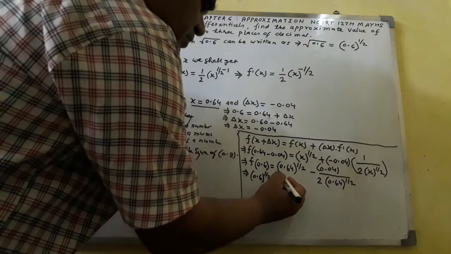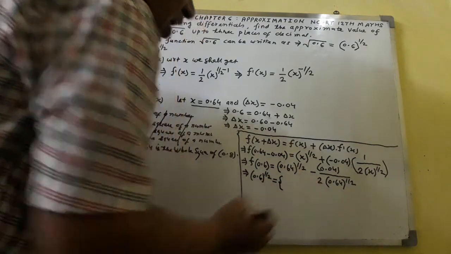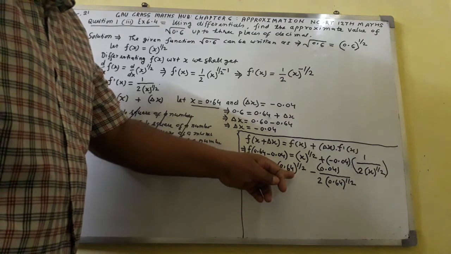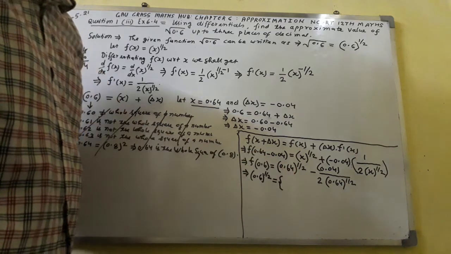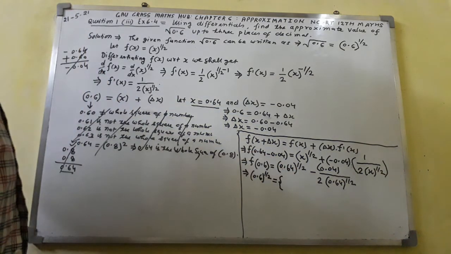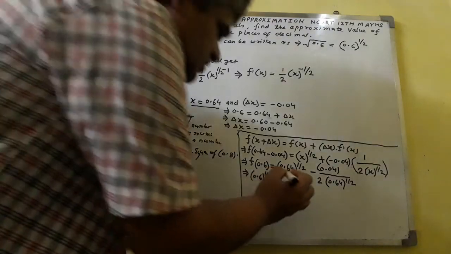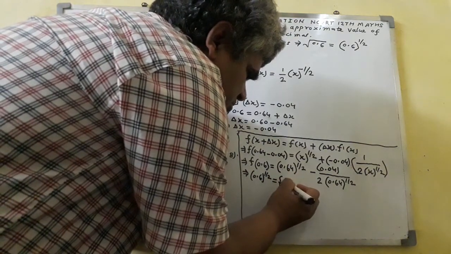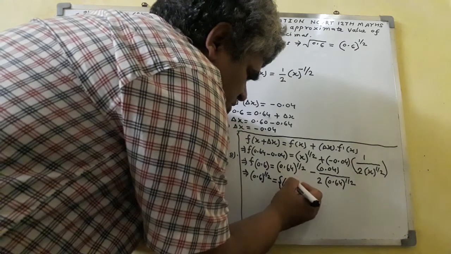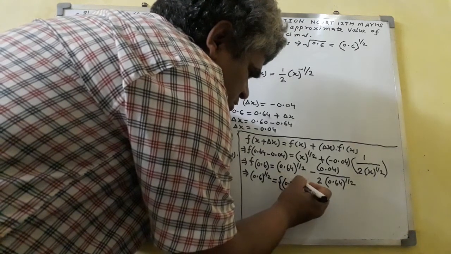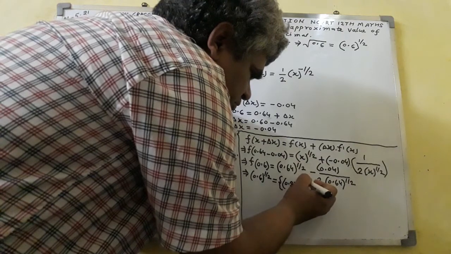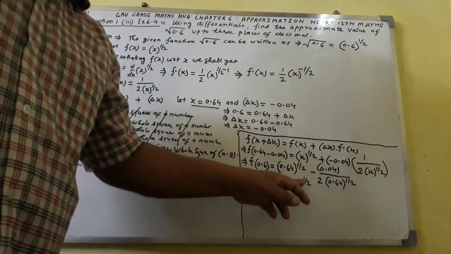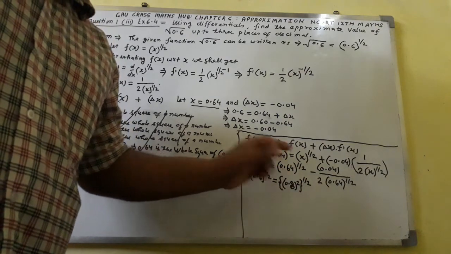And this one will be open here curly bracket. Here 0.64 is the whole square of 0.8. So here I shall write 0.8 ka whole square, curly bracket close, raised to the power 1 over 2. 0.8 ka whole square comes out to be 0.64.